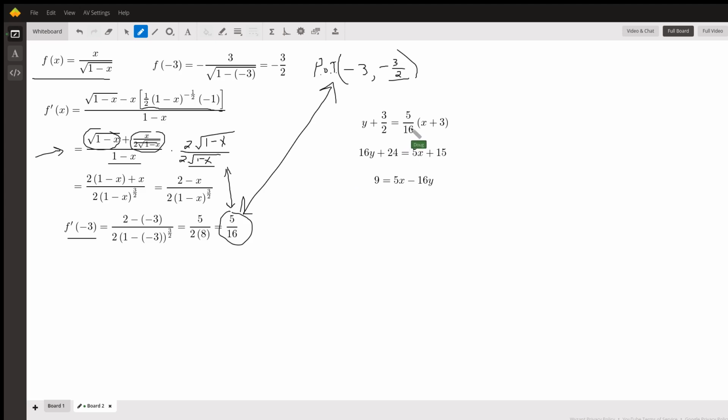I would multiply every term by 16 on both sides of the equation to clear the equation of fractions. So 16y plus 24. Over here, when I multiplied by 16, these 16s canceled out, so I distribute the 5. And if I transpose this term to the right side and the 15 to the left side, I get 9 equals 5x minus 16y. Using the symmetric property for equality, I can rewrite it like that. So there's your values of B and A.